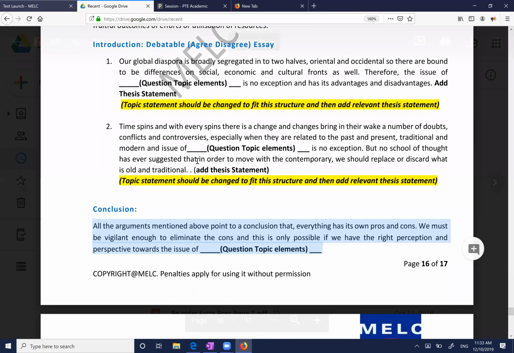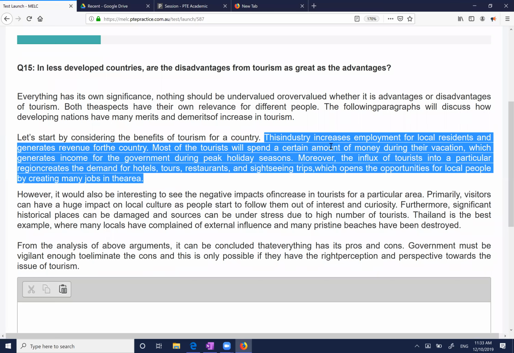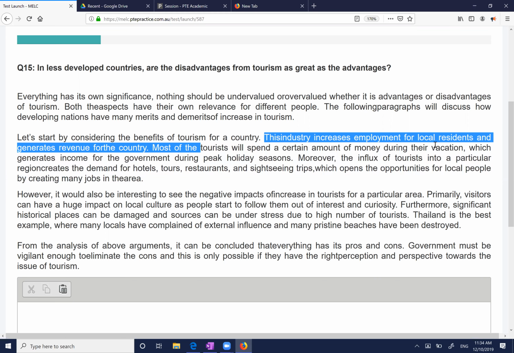Now look at the ideas. Let's start by considering the benefits of tourism. Usually people ask, how many ideas should I write in a body paragraph? Well, this is a descriptive essay. 2 to 3 ideas will be enough. The industry increases employment for local residents and generates revenue for the country. So we are talking about employment and revenue. Most of the tourists spend a certain amount of money during their vacation, which generates income for the government during holiday season. Moreover, an influx of tourists into a particular region creates demand for hotels, restaurants, sightseeing, which opens opportunities for local people by creating many jobs in the area. So the main idea was revenue generation and employment.